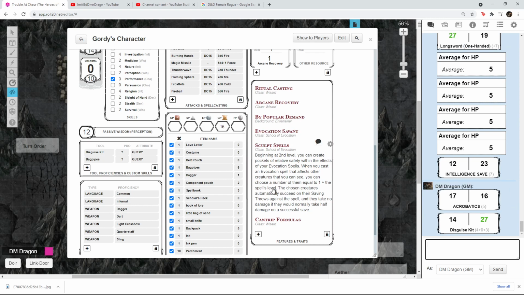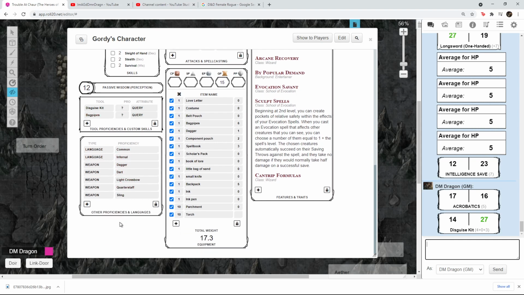14, pretty good roll. Well, bad roll, but good modifier. So I did a pretty good job there. Same thing with the bagpipes. These are the languages you speak. Pretty straightforward. If you see these languages, you can understand them.